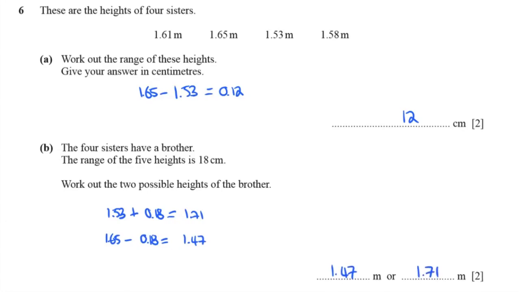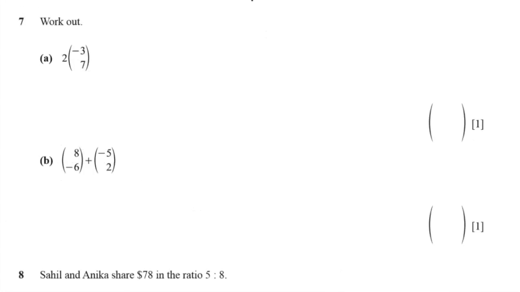All right, work out 2 times, and we have in brackets a -3, and underneath that we have a 7. Hopefully you remember that those brackets represent a vector, and when you multiply a vector by a scalar, the 2 is the scalar just multiplies every element of the vector. So 2 times -3 is -6, and 2 times 7 is 14.